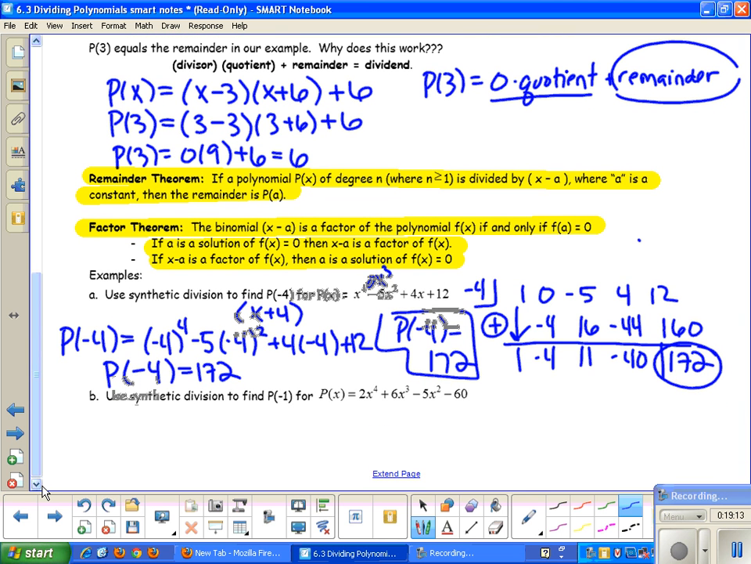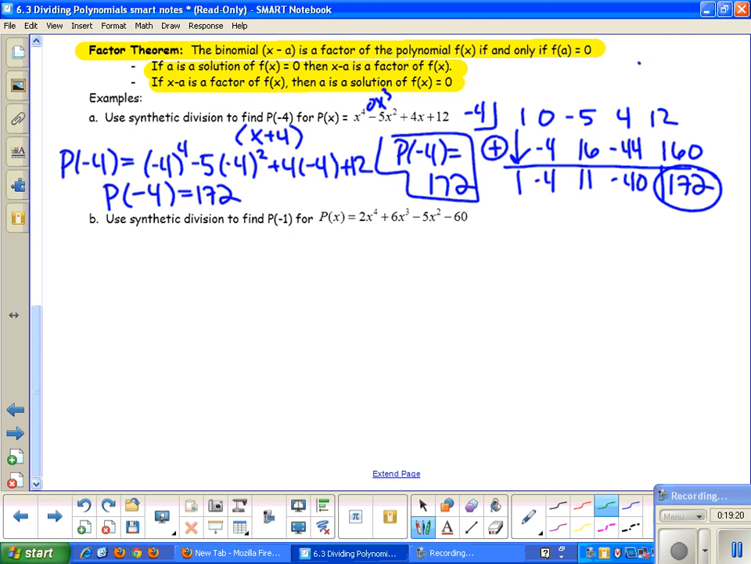So the last one says use synthetic division to find p of -1 for this. So that means if I plug -1 into my equation, whatever I get as my remainder for synthetic division would be my answer. So -1 goes in the box because if I were to write this as a linear factor, the factor would be x minus -1, which is x plus 1, so that's my factor. That's why -1 goes in the box. This is 2, 6, -5, we're missing 0x, minus 60. Don't forget those 0 placeholders.